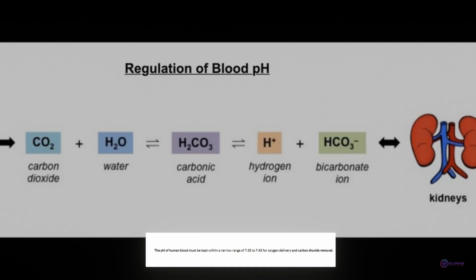For example, the pH of human blood must be kept within a narrow range of 7.35 to 7.45 for oxygen delivery and carbon dioxide removal. Enzymes involved in cellular respiration, such as cytochrome oxidase and succinate dehydrogenase, require specific pH ranges to function efficiently. Levels can impact the structure and function of cell membranes, transport proteins, and ion channels.